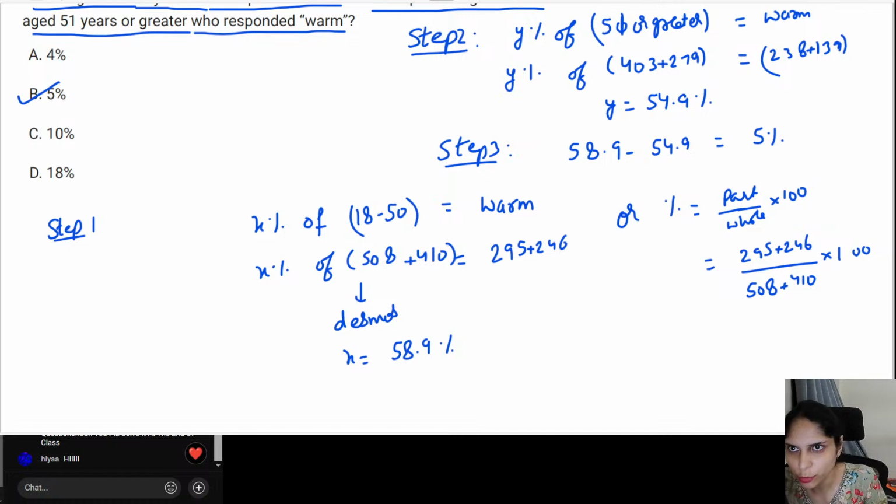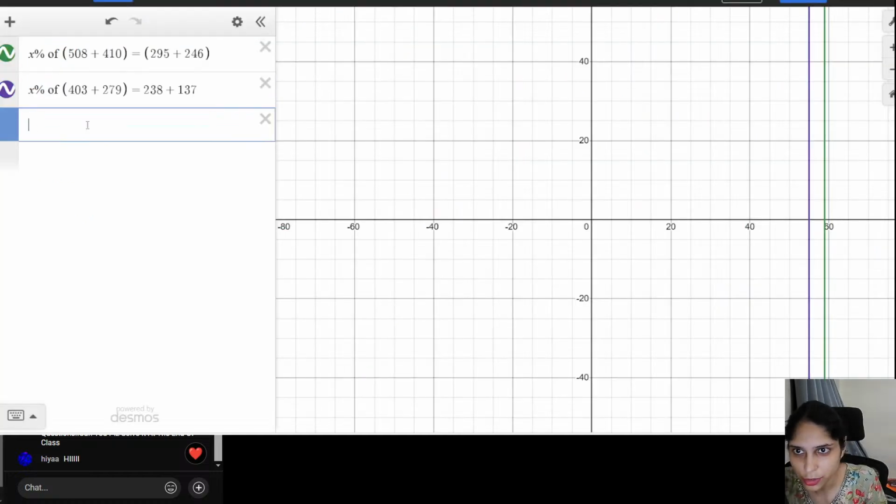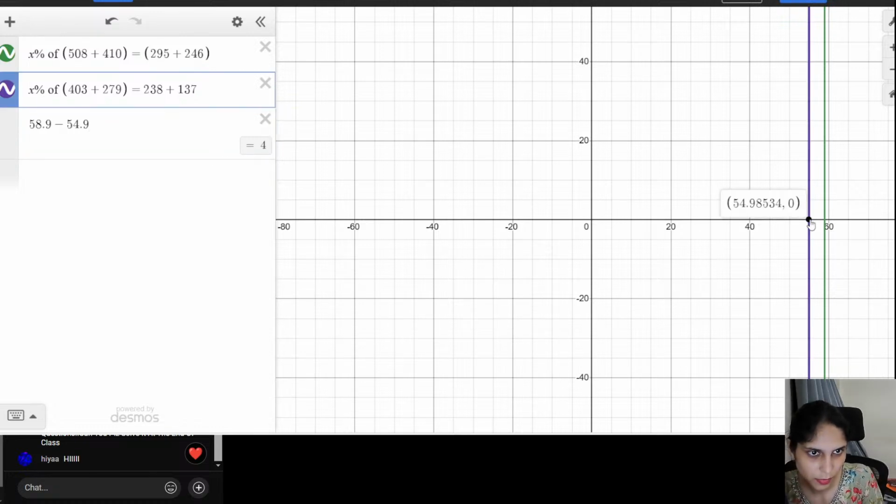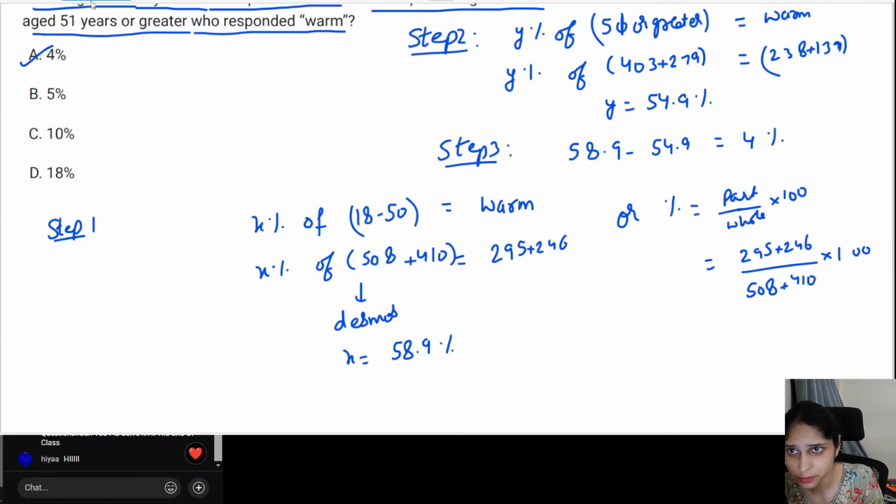And actually it is going to be 4%. My bad. 58 minus 54 is 4. That's what I was thinking. Okay, here also you can write 54, 58. 58 minus 54 is 4% approximately. Got it? So we are finding two different percentages.